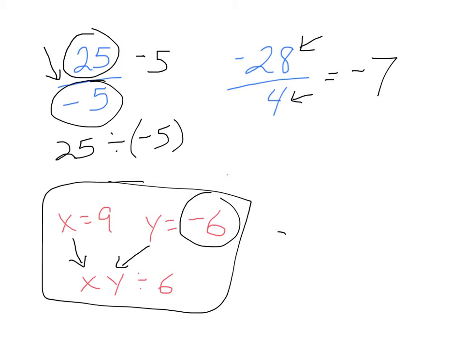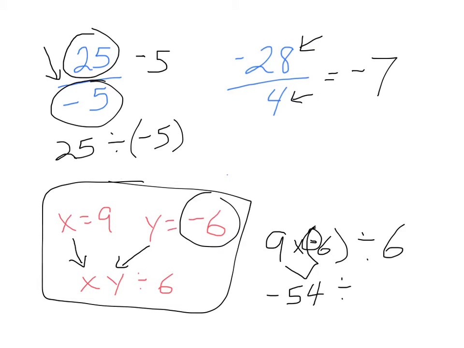So this problem looks like 9 times a negative 6, and then divided by 6. If I do this, I get 54. 9 times 6 is 54, and I see that there's one negative, so it's negative 54 divided by 6. If I'm not sure about what 54 divided by 6 is, I could always ask what times 6 would equal 54. I know 9 times 6 is 54, so that would work. And I notice there's one negative, so my answer is going to be negative. So the answer to that would be negative 9.